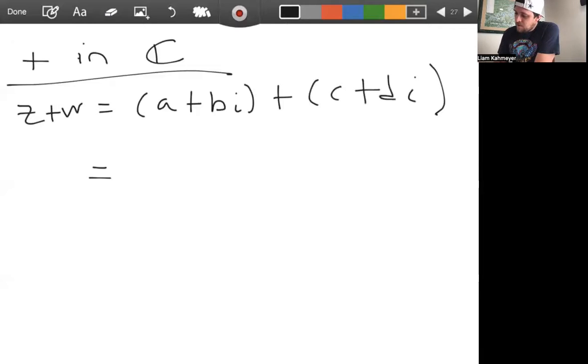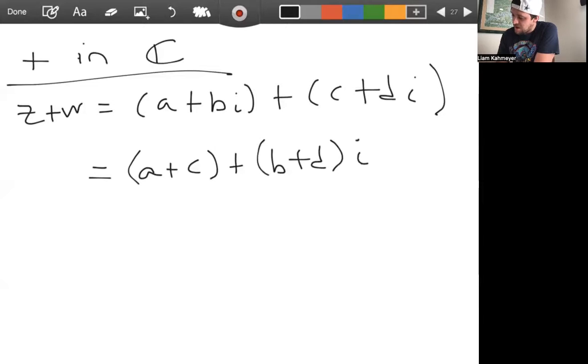And then we add component-wise. What I mean by component-wise is you always add real parts and you always add imaginary parts. So this would simplify to (a plus c) plus (b plus d) times i. You're still combining like terms, even though we're in the complex setting now.